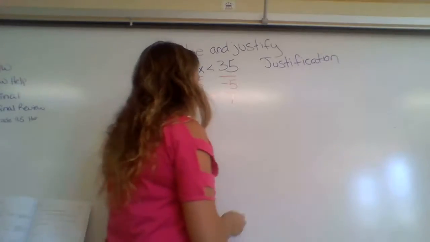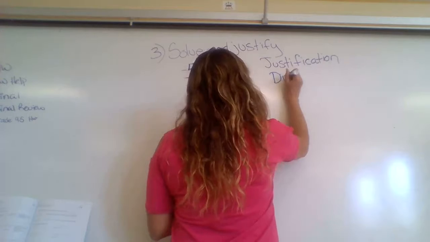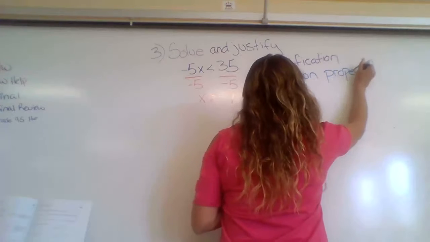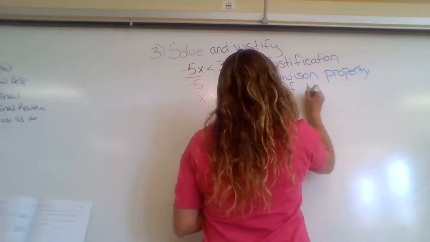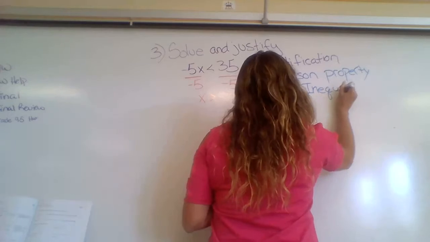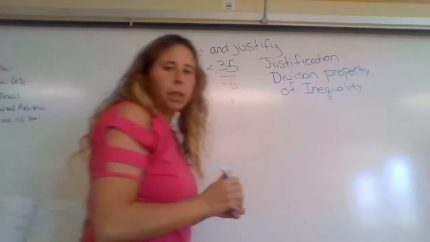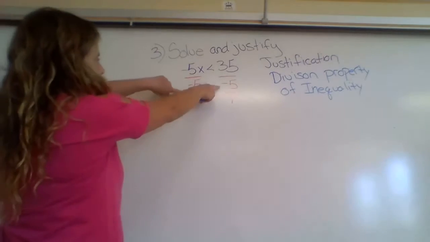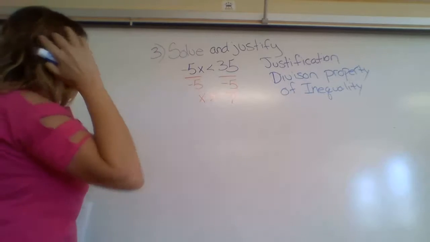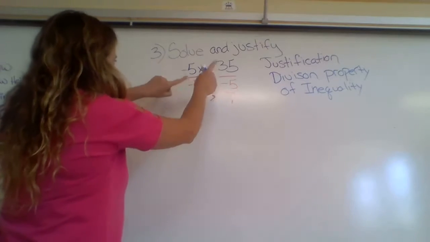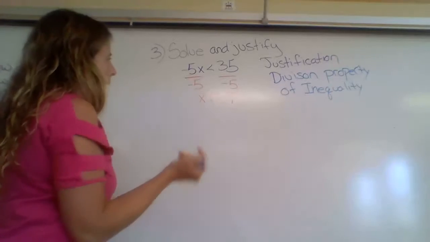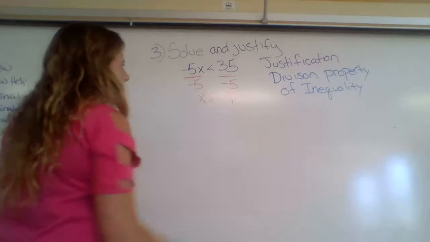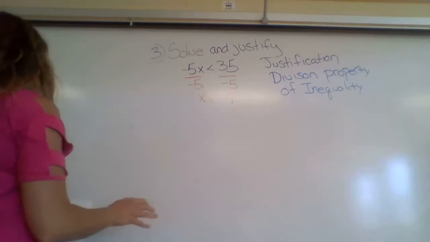That is just the division property of inequality. How do you know it's the division property? Because we divided. We divide it by the same number on both sides, and because we divided by a negative number, we had to flip the sign. That's all part of the division property of inequality. So that's number 3.